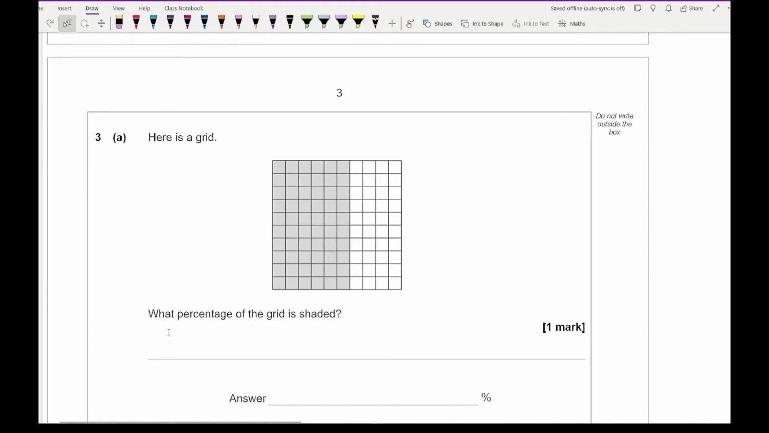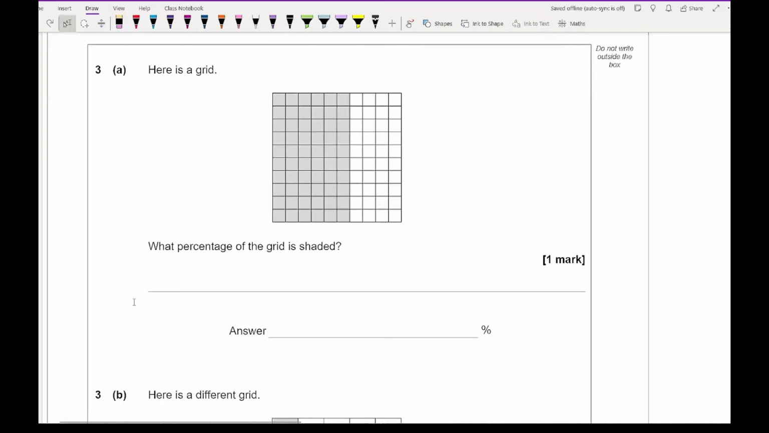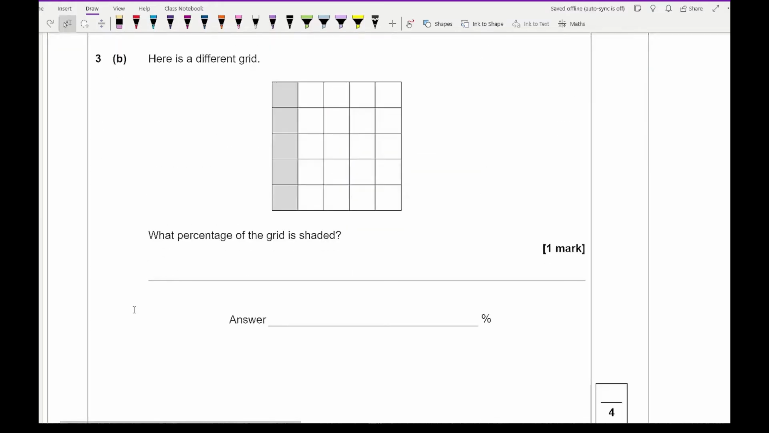Moving on to question 3a, it says here is a grid, and it says what percentage of the grid is shaded. Now here you can see we've got a 10 by 10 grid, so every little square represents 1%, and if we count the number of shaded squares or the number of rows or columns of 10, we get an answer of 60%.